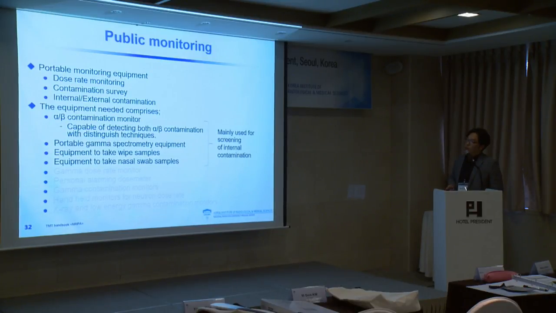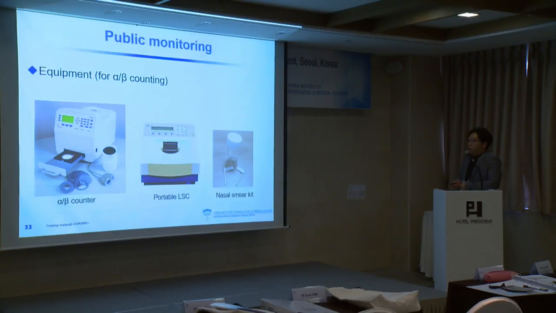And you can see a simple list for public monitoring. This portable monitoring equipment we can refer to, but this list is for the equipment needed for public monitoring. An alpha and beta contamination monitor is capable of detecting both alpha and beta contamination levels, and portable gamma spectrometry equipment, and wipe sample taking kit, and nasal swab sample taking kit, and so on. So these are the very minimum instruments for a radiation emergency, and we can add more instruments or equipment to respond to real situations.